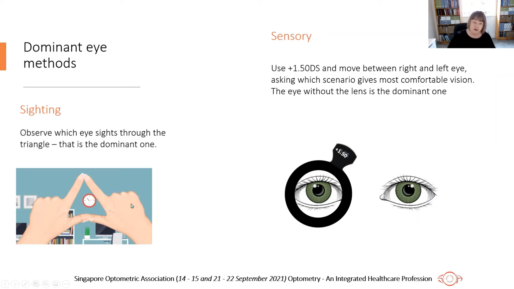The other way you can check dominant eye is by creating a small hole, getting the patient to look at an object with both eyes open, and the eye that sights through it is the dominant eye. Often if you do both, you'll find that you get a different dominant eye depending on the methods. I always think you should go with the sensory one because you're working with optics in a way. This is the one that you should be working with. It's the most useful in this situation.